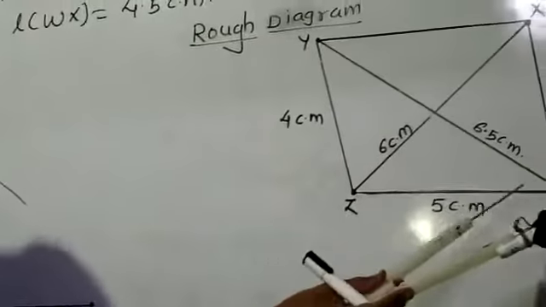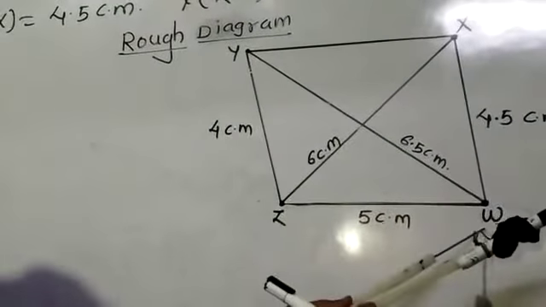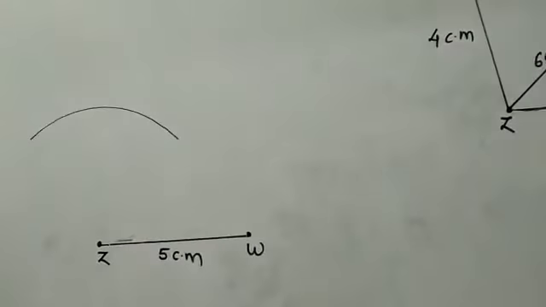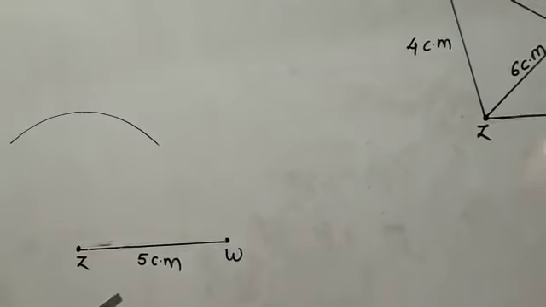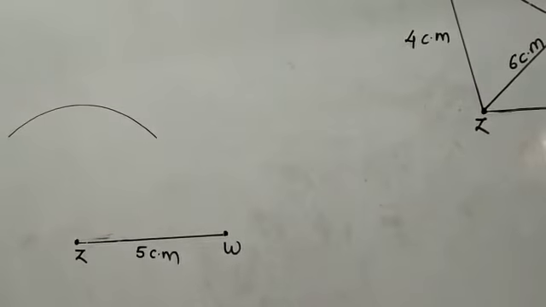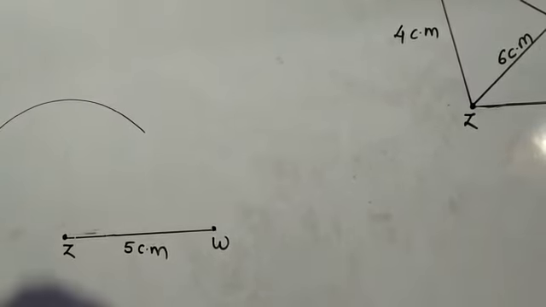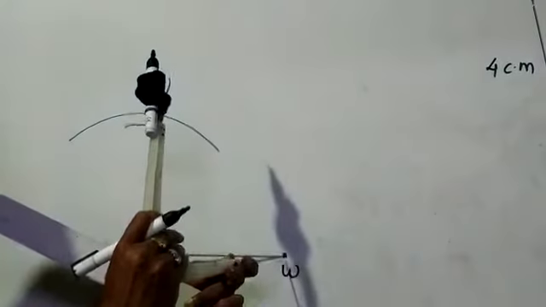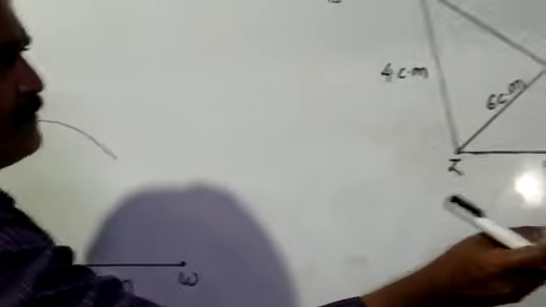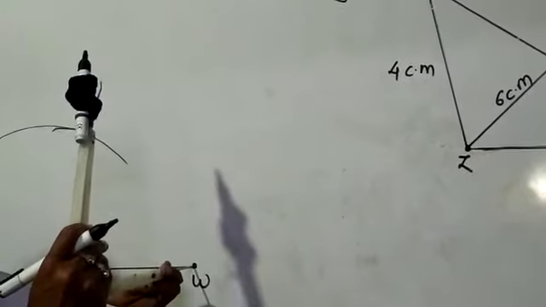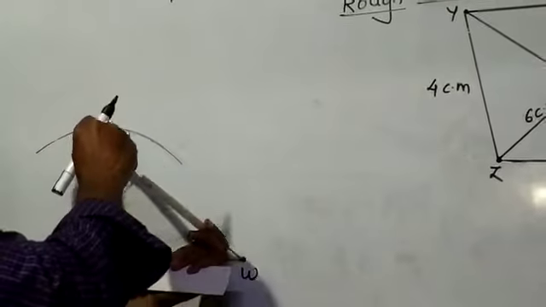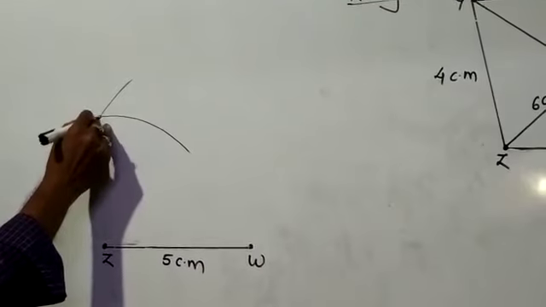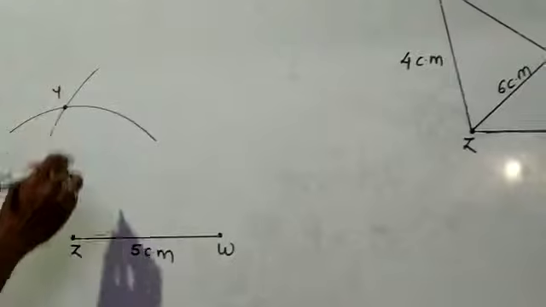Then from W you have to take the distance of 6.5 cm and make the arc. In the compass you have to take the 6.5 cm distance. You have to keep the pointer on W and make the arc like this. The point of intersection of both the arcs is point Y.